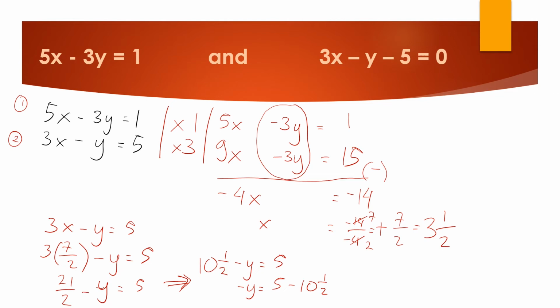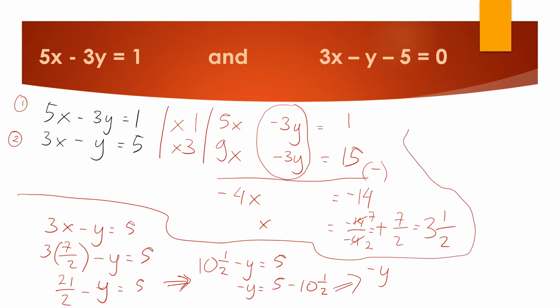Because the space is not enough, I continue to the next. Sorry, it is so messy. I think I make it like this. 5 minus 10 and 1/2. So what is the answer? You have only 5, but you need to give to others 10 and 1/2. So you have minus 5.5.